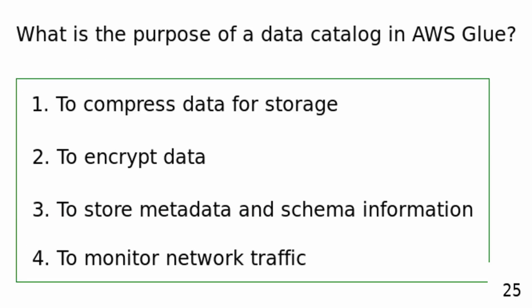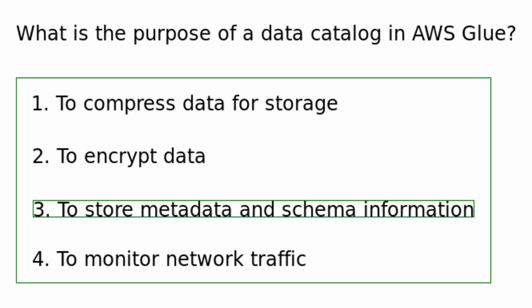What is the purpose of a data catalog in AWS Glue? To compress data for storage. To encrypt data. To store metadata and schema information. To monitor network traffic. The correct answer is to store metadata and schema information. In AWS Glue, a data catalog is used to store metadata and schema information about data assets, providing a centralized repository for data discovery and analysis.